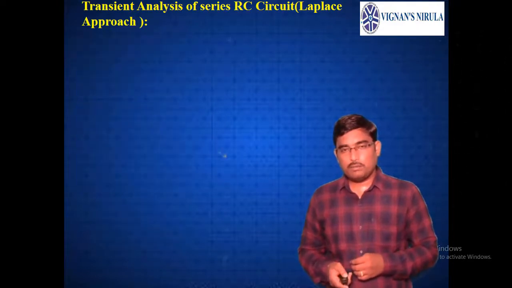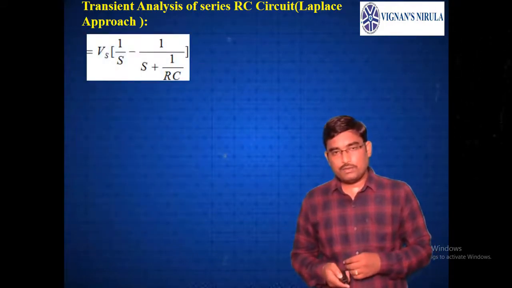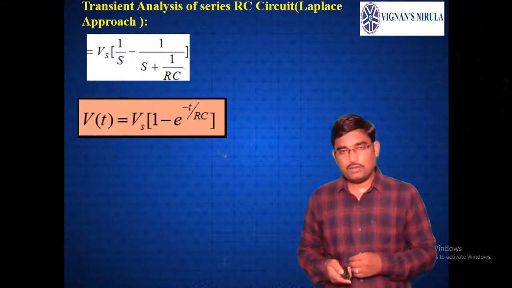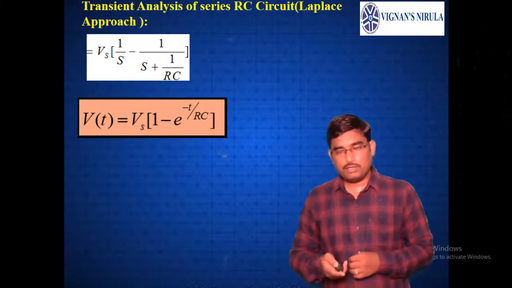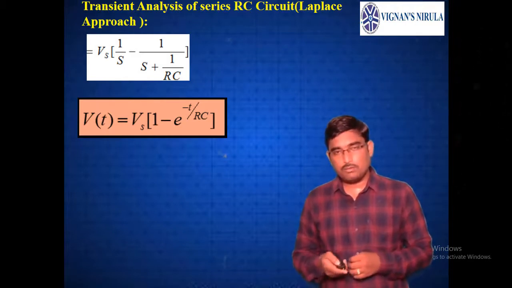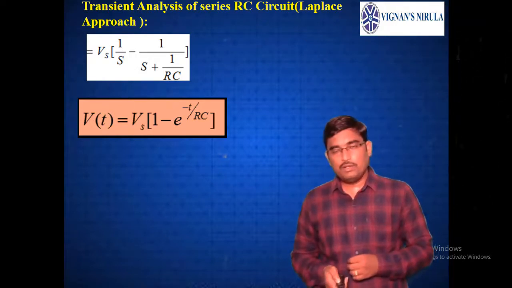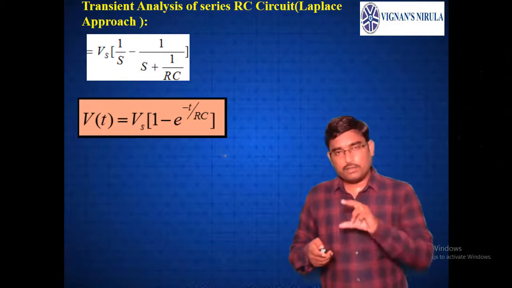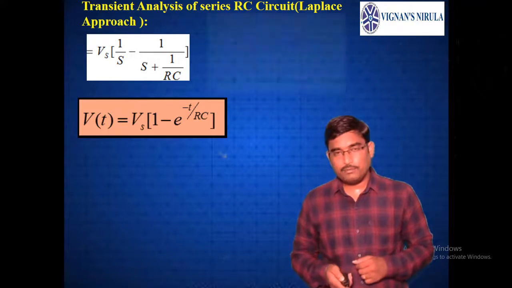Now finally, by applying the inverse Laplace transform to this equation, V of t equals Vs into 1 minus e power minus t by RC. For the first term, the inverse Laplace transform becomes 1. For the second part, it becomes e power minus t by RC. So finally V of t, the voltage across the capacitor, equals the supply voltage Vs into 1 minus e power minus t by RC.